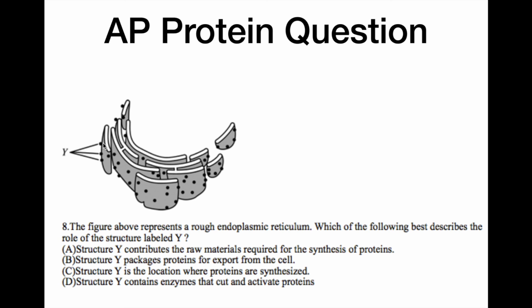Structure Y contributes to the raw materials required for the synthesis of proteins. No, that would probably be tRNA. Structure Y packages proteins for export from the cell. No, not necessarily. That would happen in the Golgi apparatus. Structure Y is the location where proteins are synthesized. That's definitely true. Let's see what D is. Structure Y contains enzymes that cut and activate proteins. Yes, so the answer would be C, because these are ribosomes. And ribosomes are where proteins are synthesized.